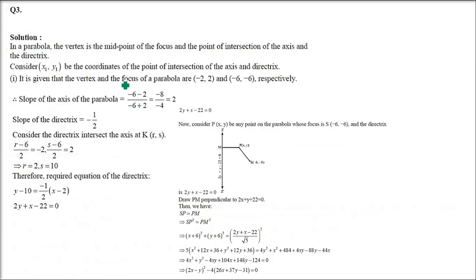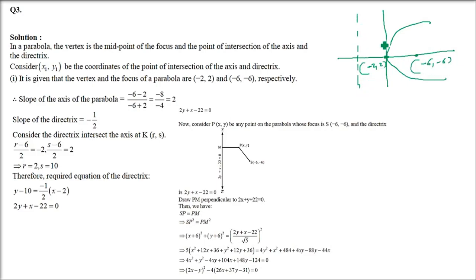Now question number 3. Here also we have around 5 parts. So one of them we are going to see properly. So the question is, find the equation of the parabola if 2 things are given, focus and the vertex. So let us take the example first, means a scenario. The vertex here is minus 2 and 2 and the focus is minus 6 and minus 6.